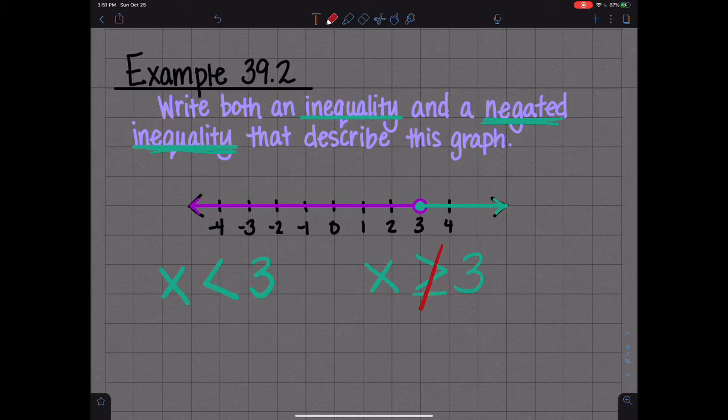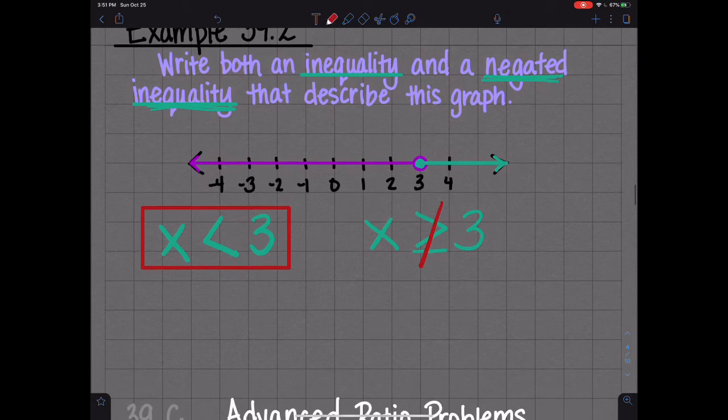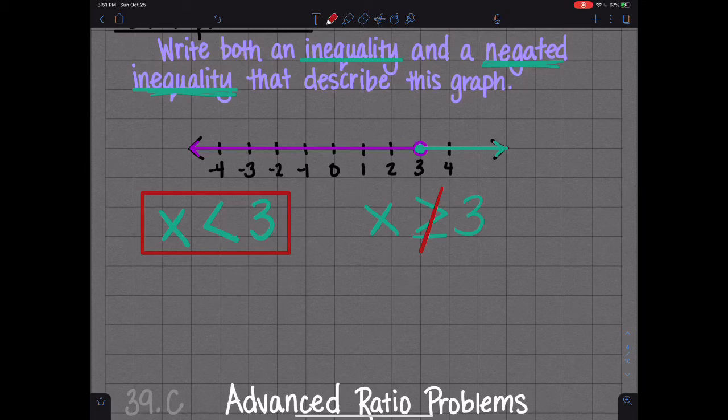Or you don't even really need a graph. You can just look at this, right? And you can say, well, X is what's not included in this. And what I see not included, according to the trichotomy axiom, is that anything greater than 3 or equal to 3 would not be included. And then don't forget the not.